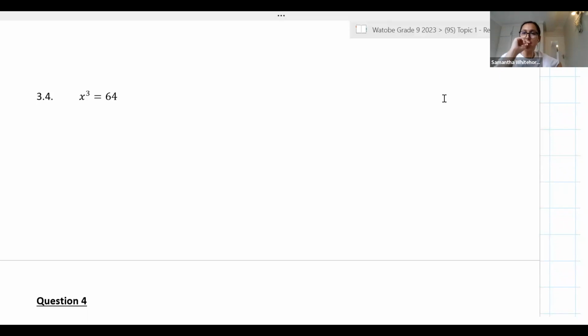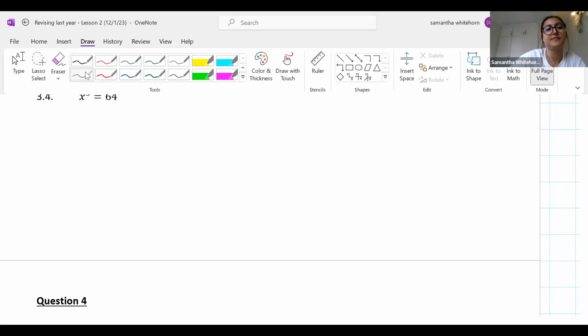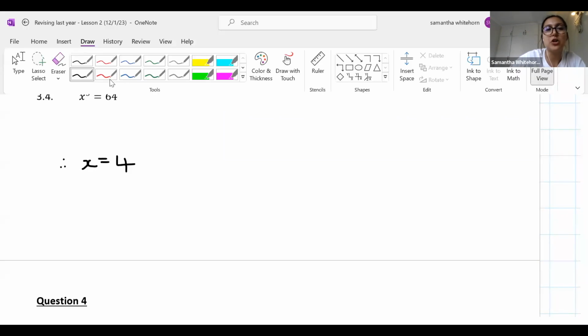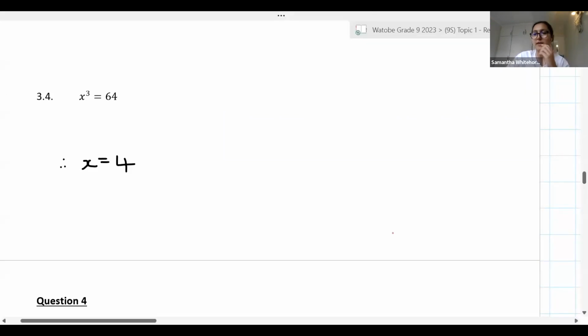Shaham, do you want to tell us? Yes, ma'am. The answer to that is 4. 4 times 4 times 4 is 64. Excellent, well done. So in this case, x is equal to 4. Now, does anyone know what the inverse of cubing a value is?